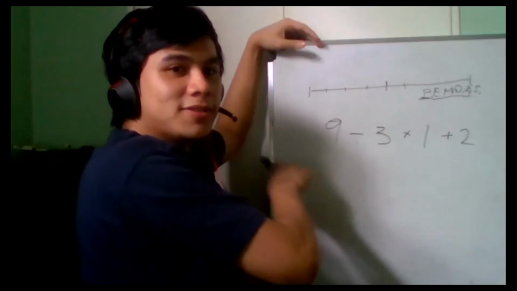Parang example lang po, 9 divided by 3 times 1 minus 2. Unahin ko po yung division. Pag magkatabi, unahin ko yung division tapos multiplication po. Oo. Ayan, may drawing si sir. 9 divided by 3 times 1.